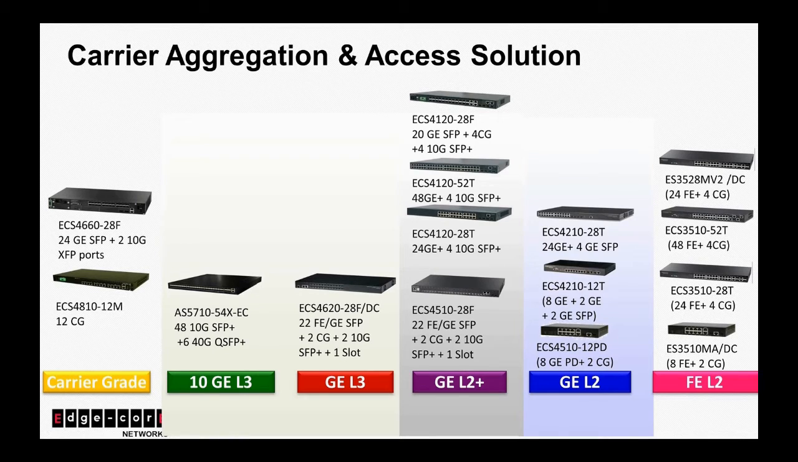So this slide shows you all the switches Edgecore provides. So we have a Fast Ethernet Layer 2, Gigabit Layer 2, Gigabit Layer 2 Plus, Gigabit Layer 3, 10 gig, and carrier grade switches.